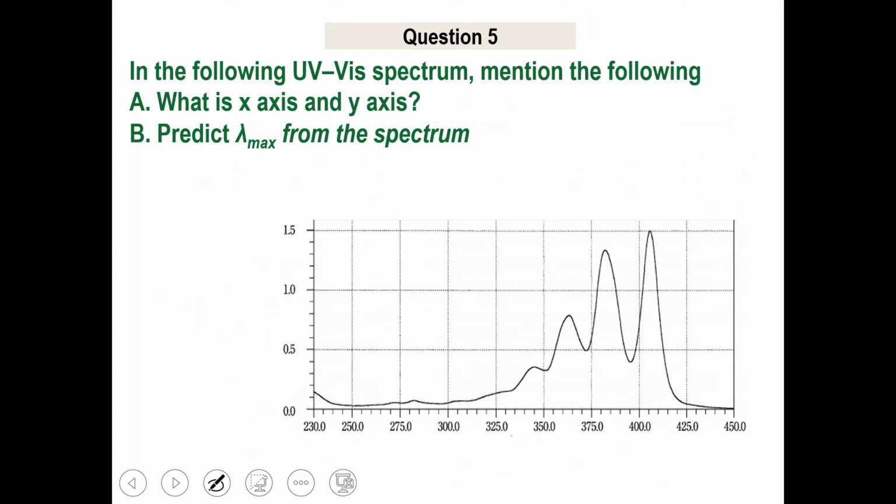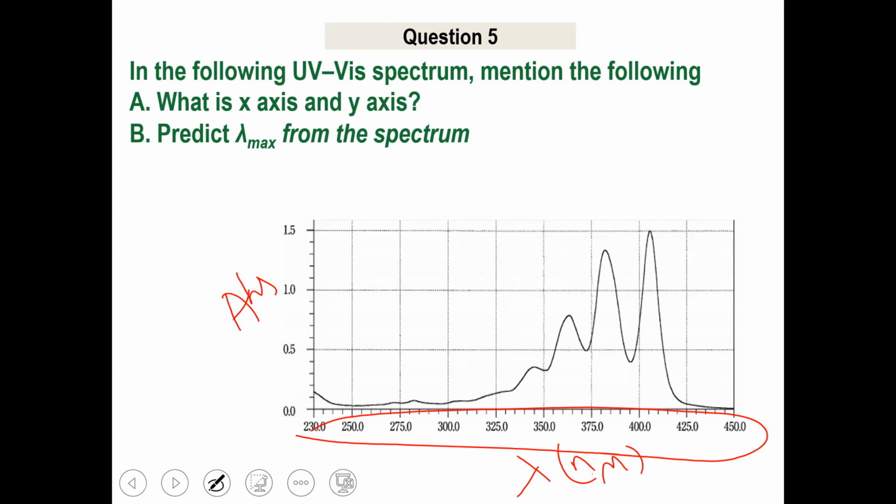So now this is another question. The first question is, what is the x-axis and y-axis? What is the x-axis? These values are nothing but wavelength. And what is this? Absorbance. So wavelength, when you express, you have to express as nanometer. And absorbance does not have a unit. It's an arbitrary unit. And predict lambda max.